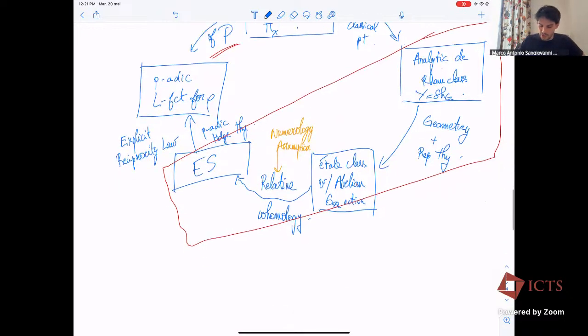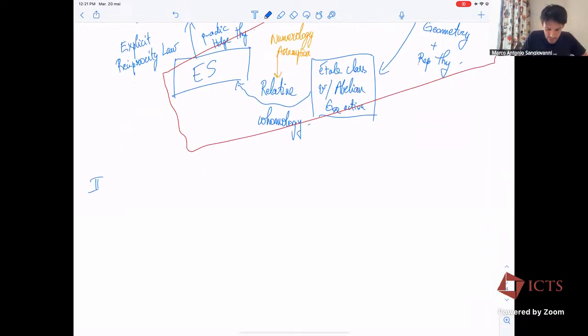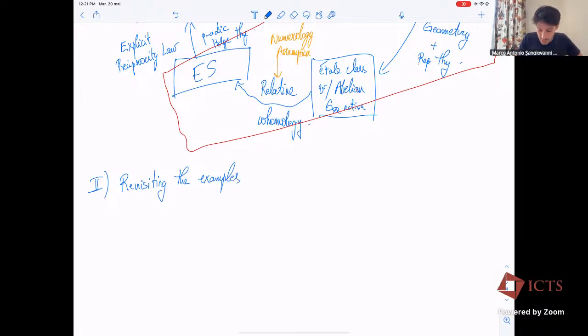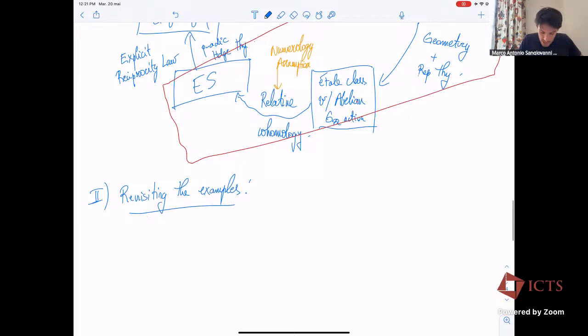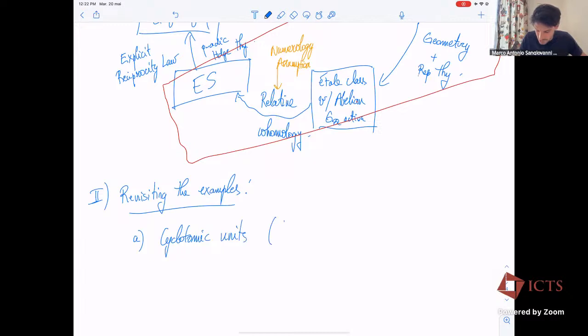Okay, so if not, then number 2. Now I'm revisiting the examples with respect to this point of view, so this diagram. So A, the cyclotomic units. This was Chris's talk.